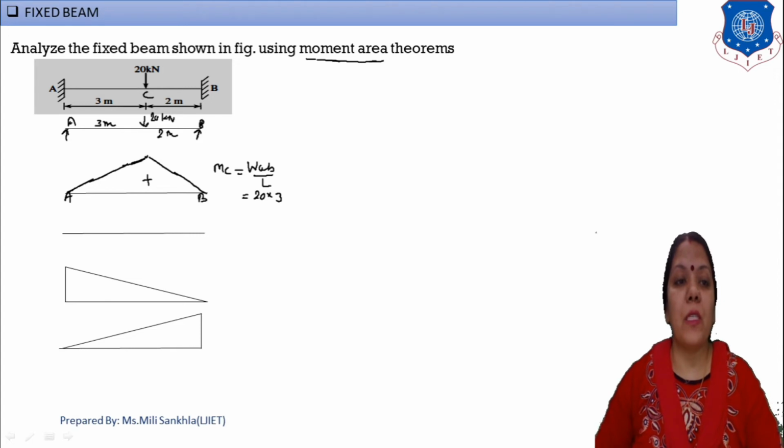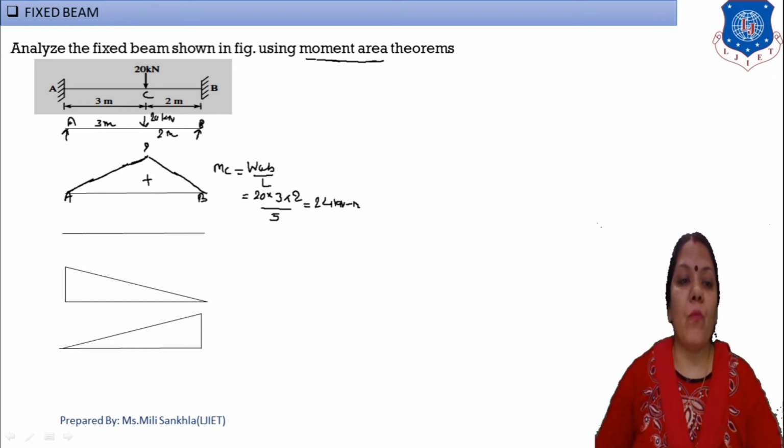The first distance is A, and B is given as 2 meter. Total span is equal to 3 plus 2, 5. Now our answer is equal to 24 kilonewton meter. Simply write here moment is equal to 24. This diagram is known as our mu diagram.